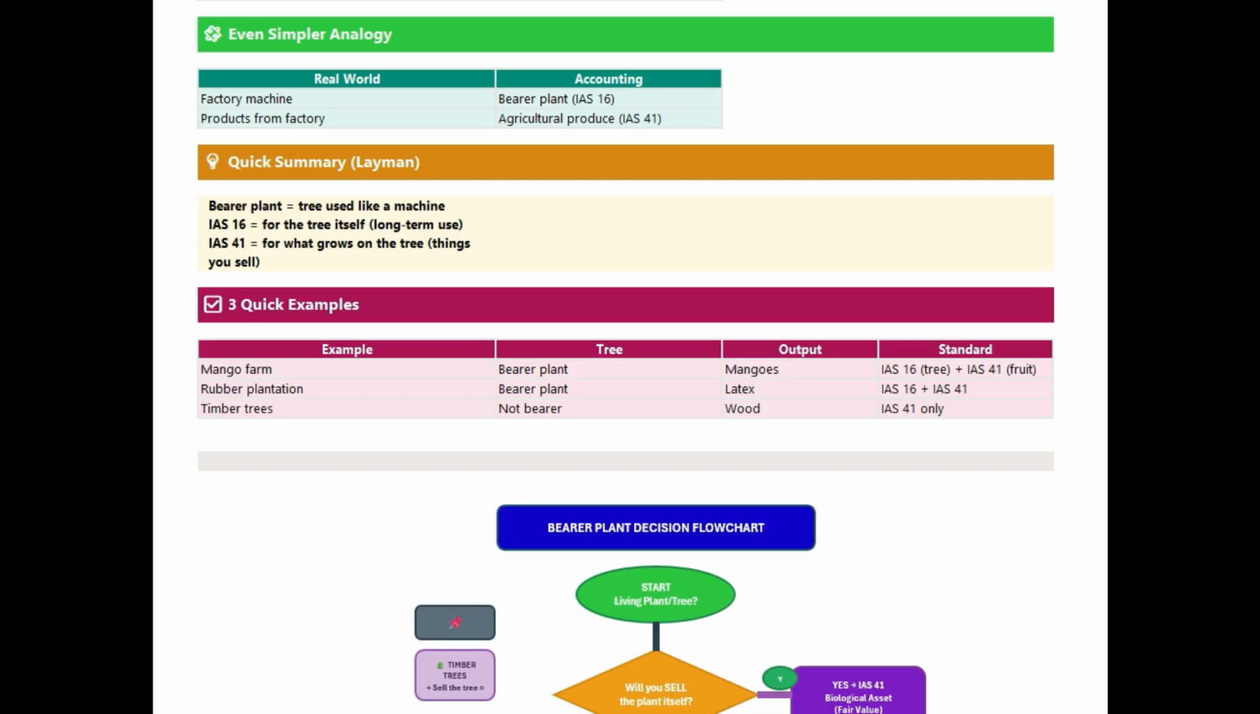In our next video, I'm going to summarize this entire discussion using a simplified flowchart, making it incredibly easy for you to remember and apply these concepts when studying or on the job. So make sure you stay tuned for that.